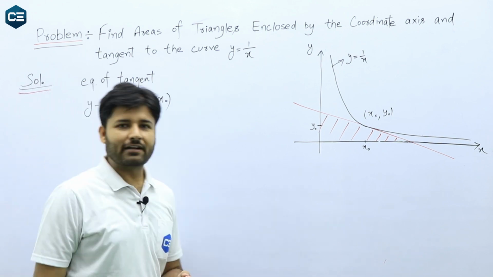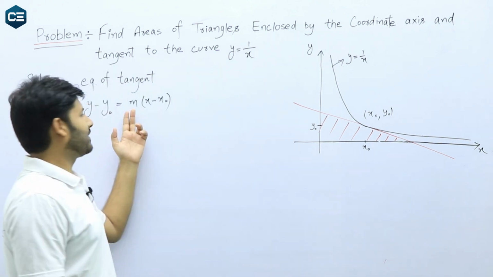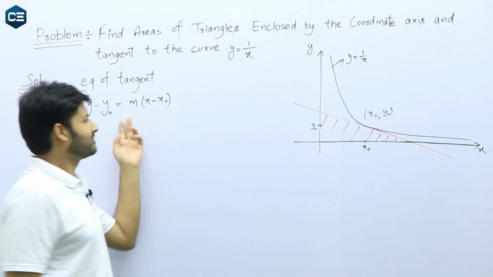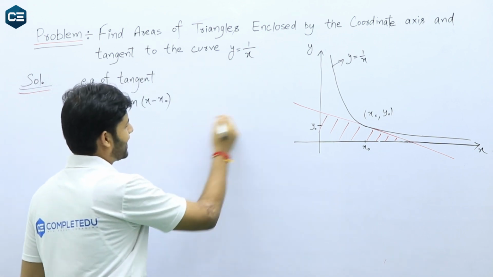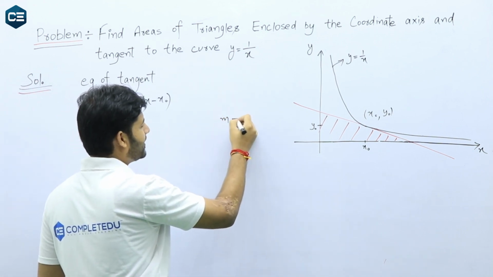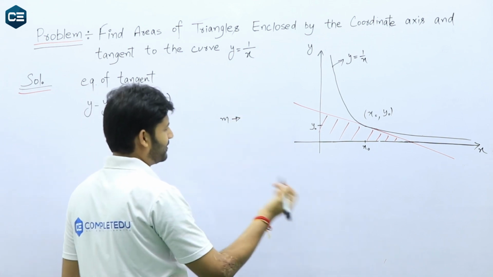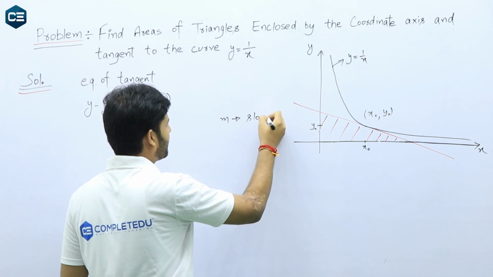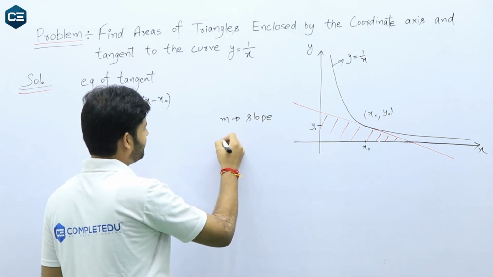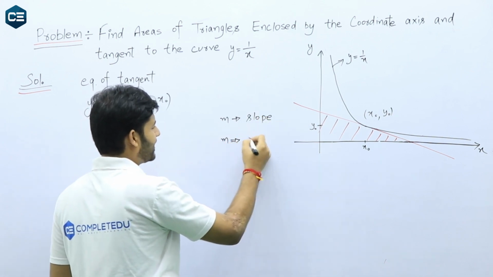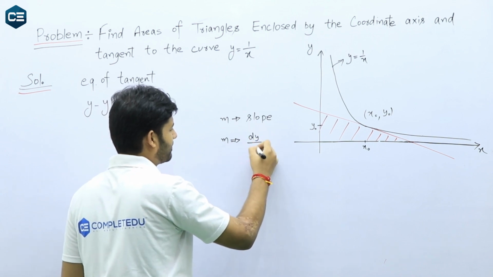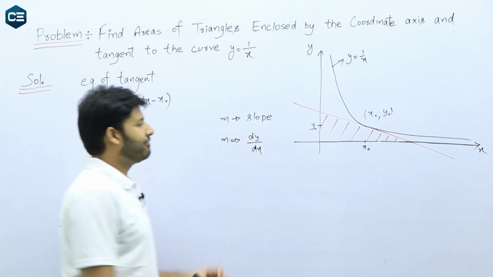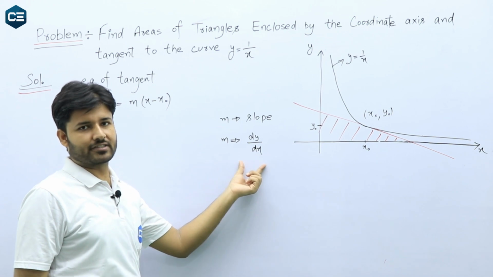So the little bit of calculus we're going to use here is to find this m. This is the only part. What is m? Generally, as you have studied in class 11th, m is the slope. Or here we say m is also the derivative. So we will find the value of m using differentiation.